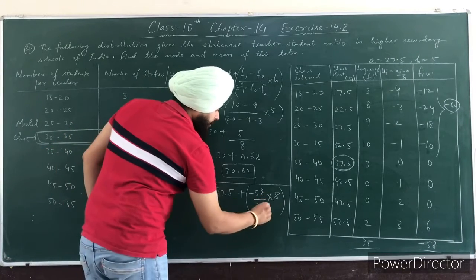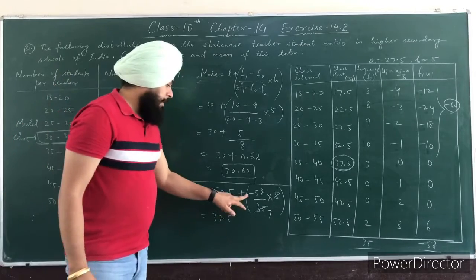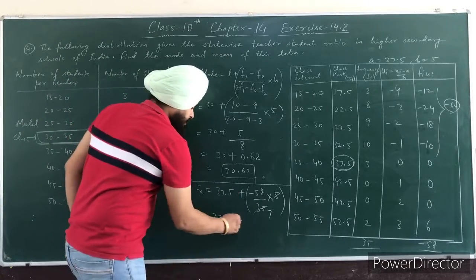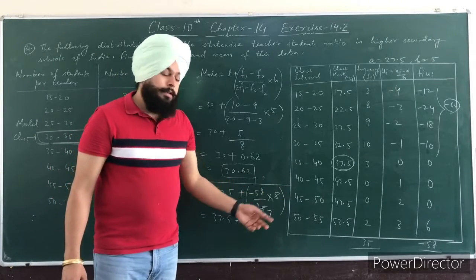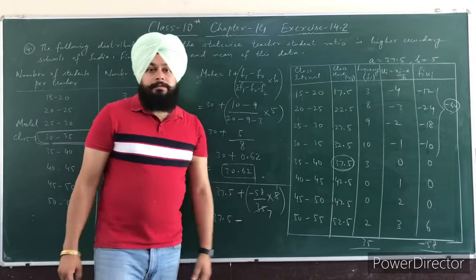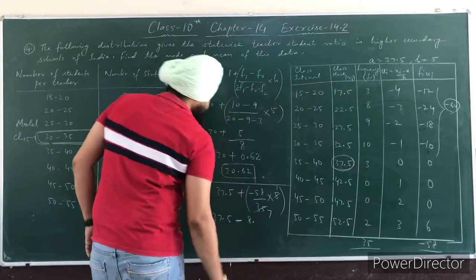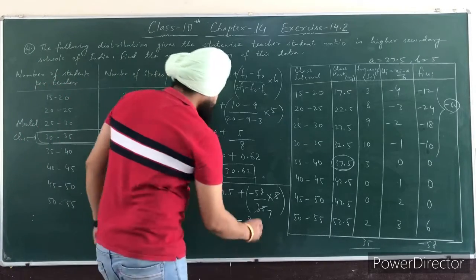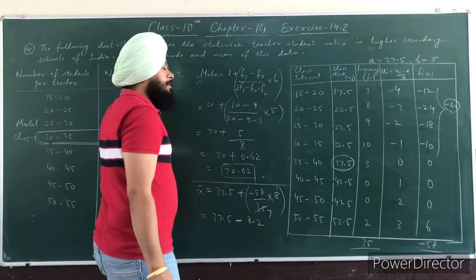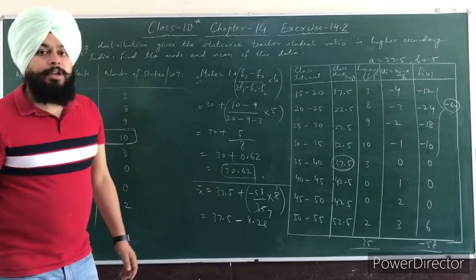Now cancel this 5 and 35. 5 ones are 5 and 5 sevens are 35. Plus minus how much? Minus. Now divide this 58 by 7 because 58 ones are already 58. So you can divide this 58 by 7. 7 8s are 56. 58 minus 56 is 2, 20. 7 2s are 14, 7 8s are 56. So it is approximately 8.28.